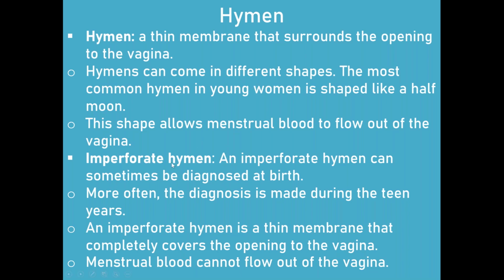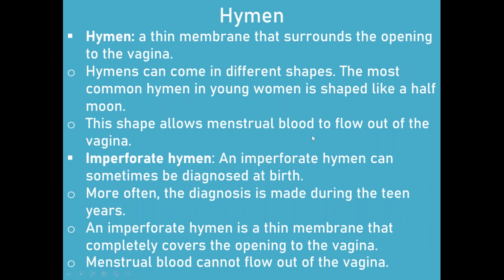So what are the types of the hymen? The first is imperforate hymen. Imperforate hymen can sometimes be diagnosed at birth, and more often the diagnosis is made during teen years. Imperforate hymen is a thin membrane that completely covers the opening to the vagina. So the menstrual blood cannot flow out of the vagina. The menstrual blood distends the vagina. This is called hematocolpos.